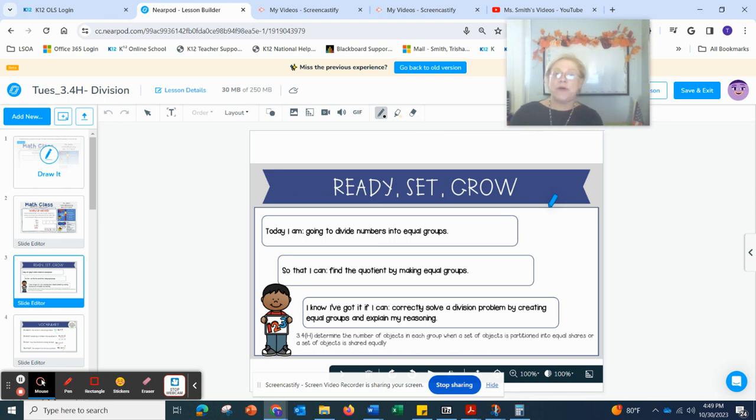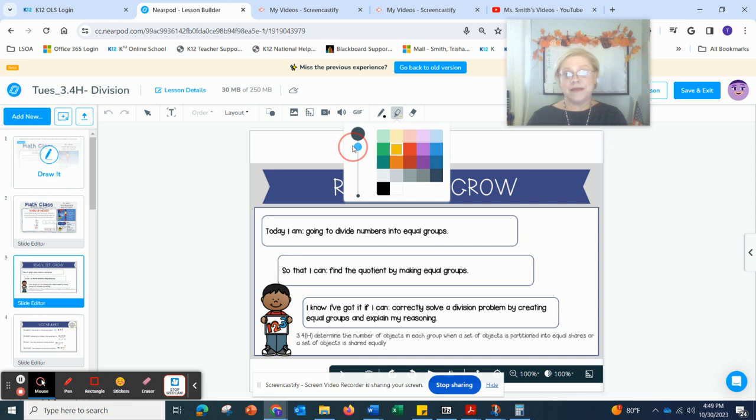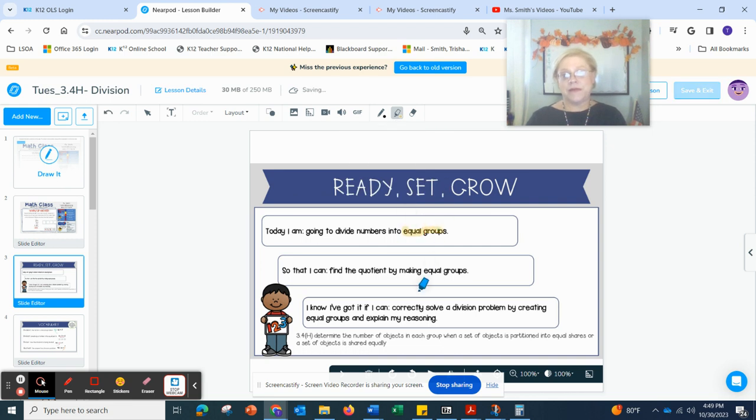Today, we are continuing to work on dividing numbers into equal groups. Why are we doing this? We're doing this so we can find the quotient, think back to our vocabulary words, by making equal groups. Notice a theme? See that theme? Right there, equal groups, equal groups. I know I've got it if I can correctly solve a division problem by creating equal groups and explain my reasoning. What is our thought process? Why did we do this? That is the question. Here we go.